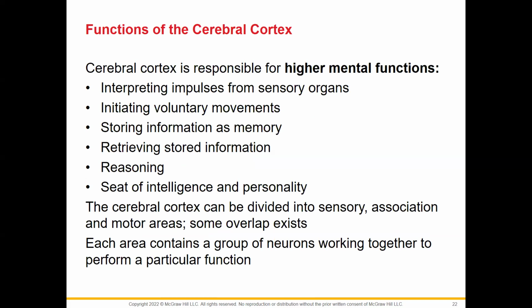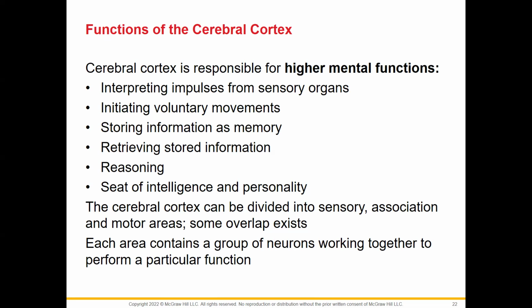So, functions of the cerebral cortex. Basically, the cerebral cortex is responsible for you being able to sit in this class and to take in high amounts of information, process that information, stress out about that information, but then take that information and organize it in your brain in such a way that it makes sense and that you can remember it and eventually be able to use that information. That is higher mental functioning.